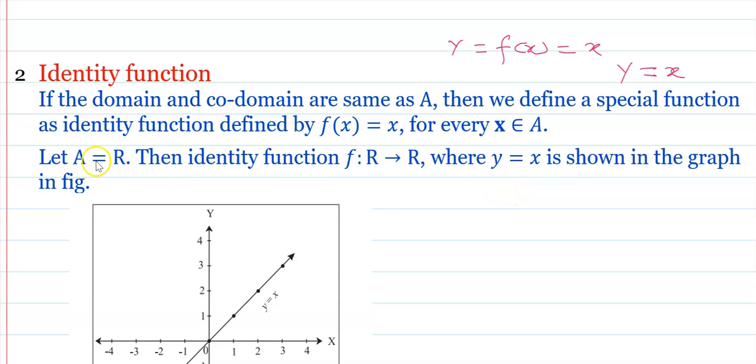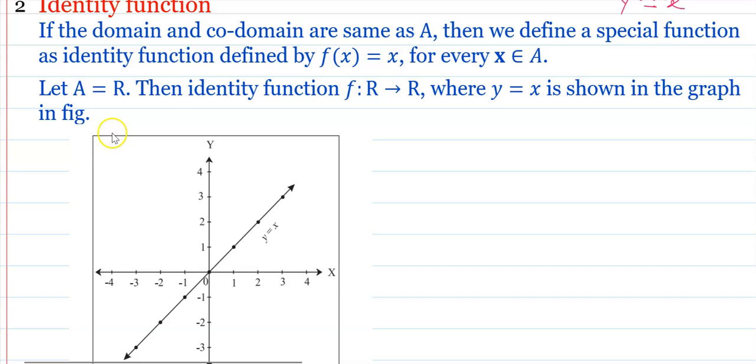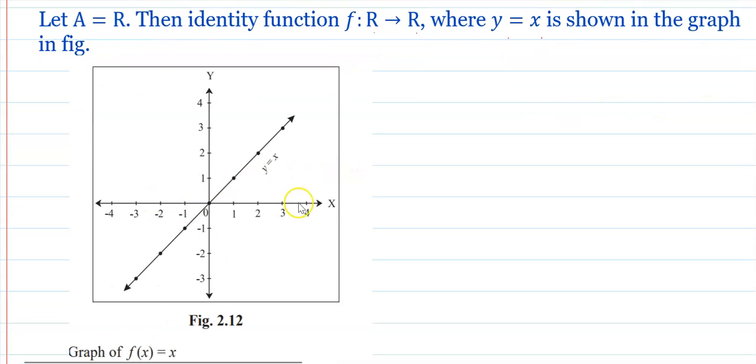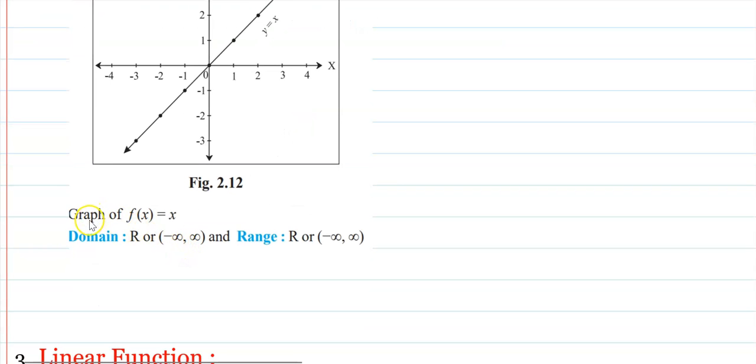Now here let A be equal to R. Okay, A is equal to R. The function from the set of real numbers to real numbers where y is equal to x is shown in the graph. Okay, this is the x-axis and the y-axis. y is equal to x. Graph of y is f of x is equal to x.